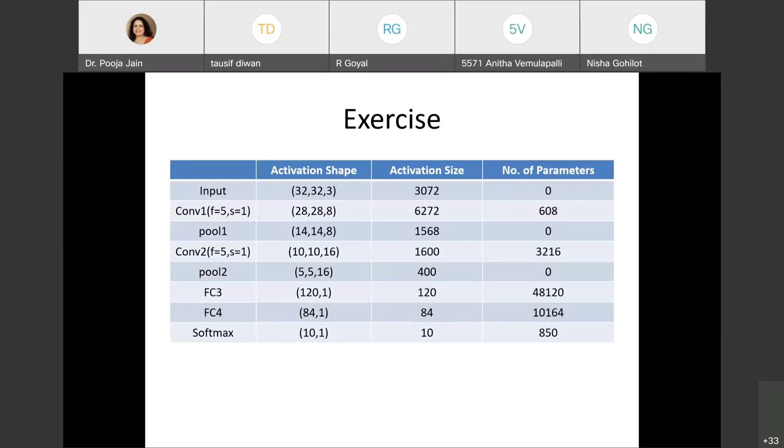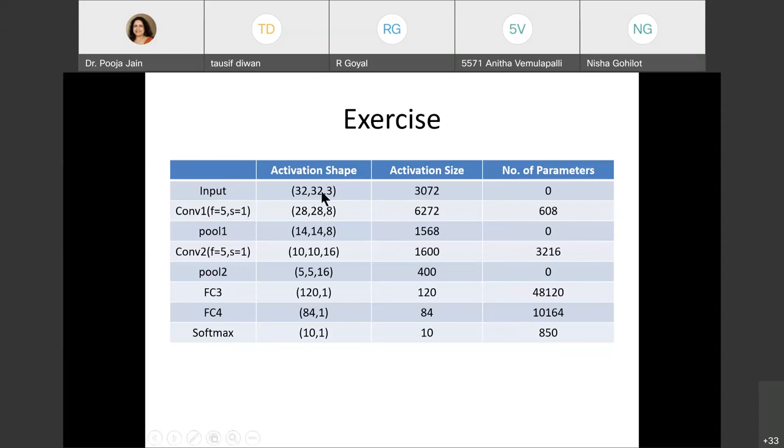Okay, this is one exercise that we will cover over here. On this input, we consider 32 cross 32 cross 3. Then activation size. Activation size is total how many? 32 by 32 by 3 is involved over here because it is just an input. On this input, we apply first convolution, that is convolution 1. What is the filter size? Filter size is 5 cross 5, stride is equal to 1. Are we applying any padding? No. So we are not applying any padding and the stride is 1.